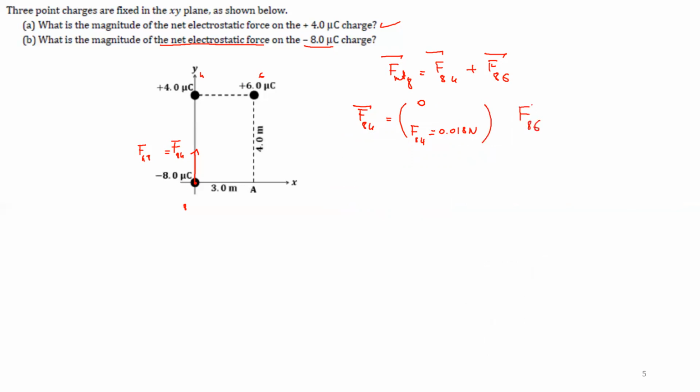Now, F8 6, how will it look? I can know the magnitude easily, right? What is the magnitude of F8 6? It's K, absolute value of Q8, which is 8 10 to the power -6, times the absolute value of 6 10 to the power -6, divided by the distance square. Now, what's the distance between 8 and 6? Pythagorean theorem. This is 4, this is 3, the diagonal is 5. The distance 8 6 is the square root of 4 squared plus 3 squared, which is 5. So I know the magnitude.